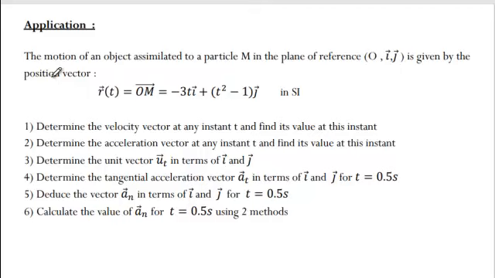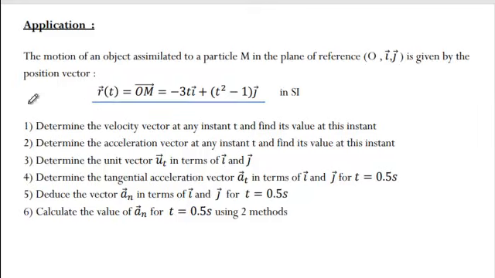How to do so? Then we have now an exercise. You have here an object that is assimilated to a particle M in the XOY system such that its position vector is given by this relation: r equals minus 3t i plus (t squared minus 1) j. So the main questions are: determine the velocity vector. In order to find V, we know that V vector equals R prime, and then we can find the value. And then the other question is determine the acceleration vector and find its value.